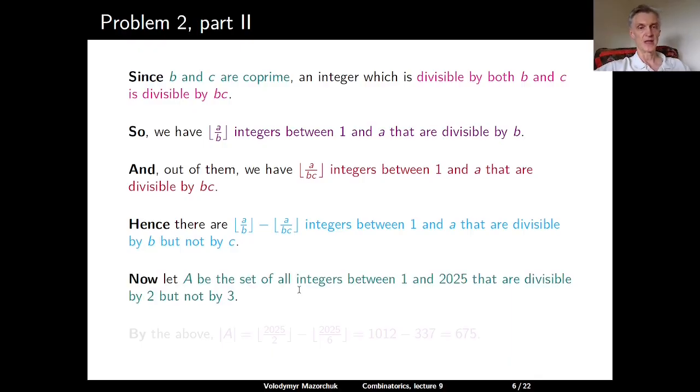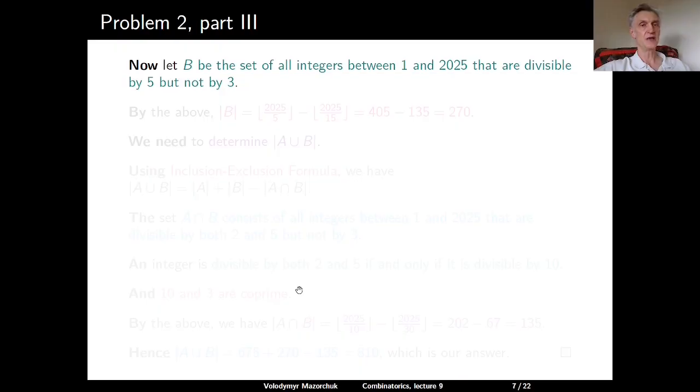Now let's use this. First of all, let A be the set of all integers between 1 and 2025 that are divisible by 2 but not by 3. By our general formula, the cardinality of A equals the floor function of 2025 divided by 2 minus the floor function of 2025 divided by 6. That is 1012 minus 337, which gives us 675.